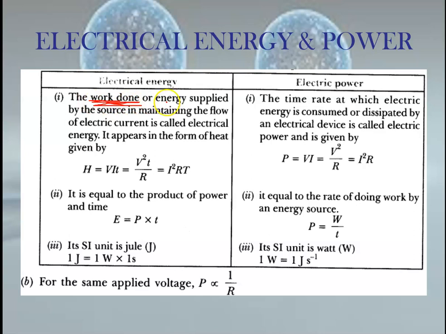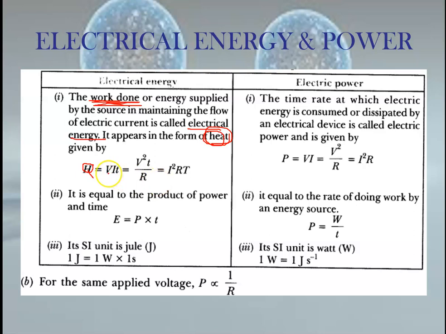It's the work done or energy supplied by the source in maintaining the flow of electrical current. We call it electrical energy. It appears in the form of heat. And it is given by this equation, which is heat. You usually know this as Q, but in this particular slide, I'm using H as the symbol of heat, is equal to the product of voltage, current, and time.